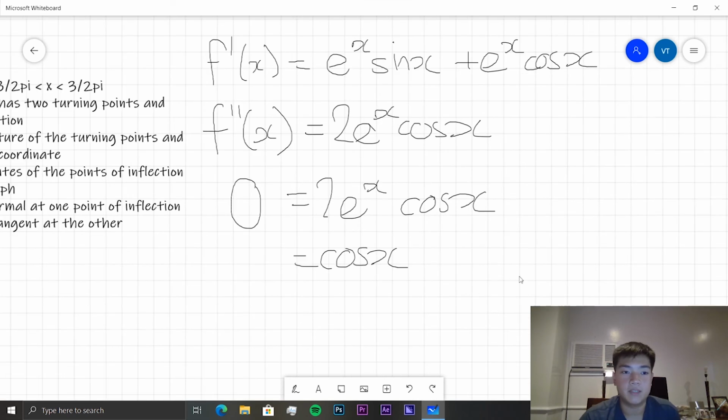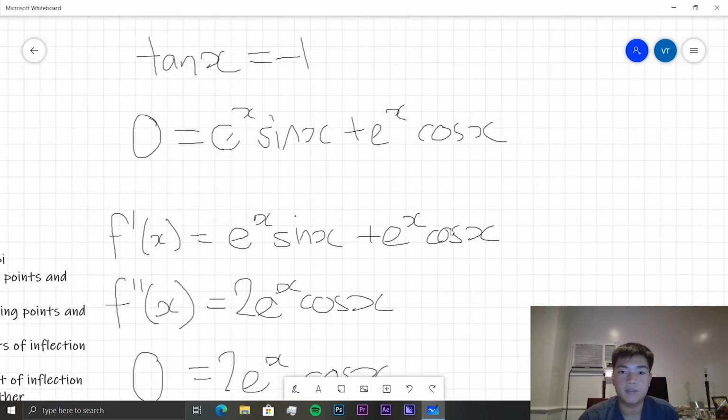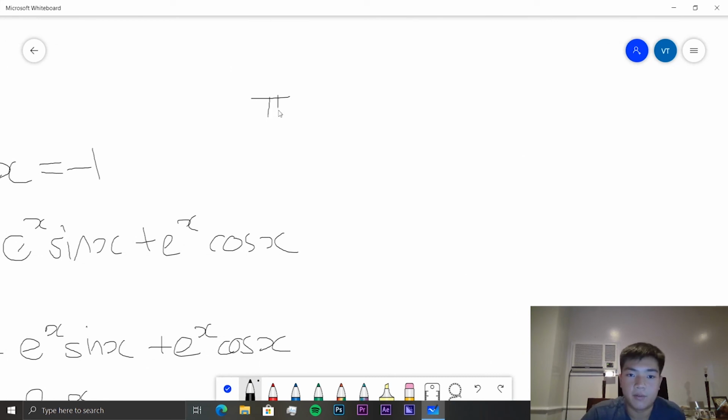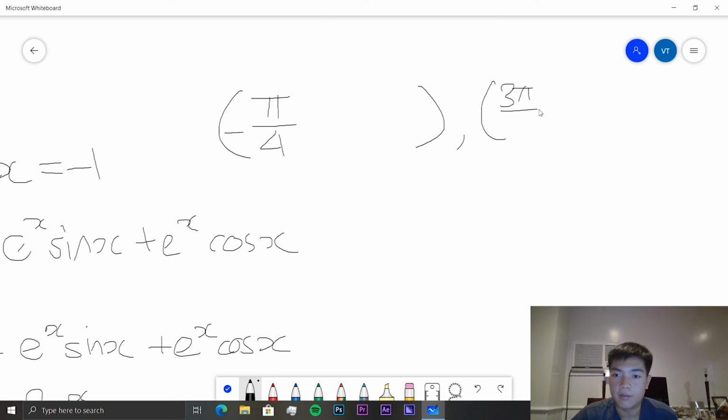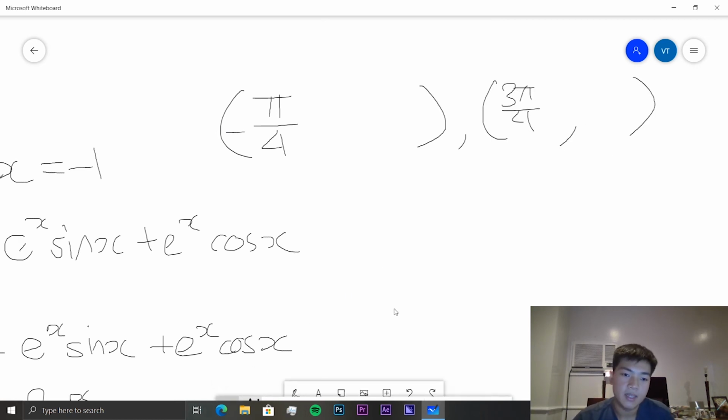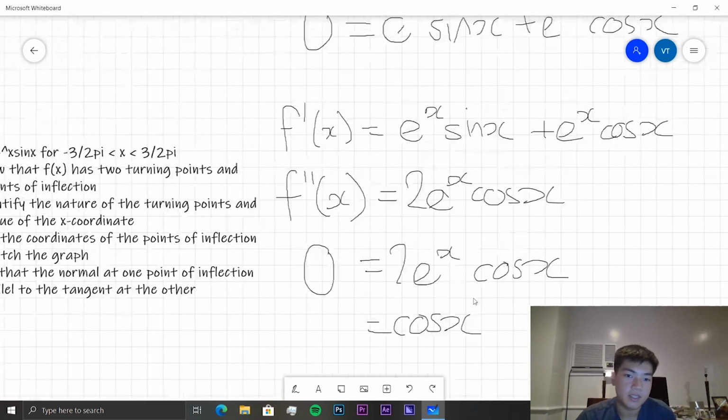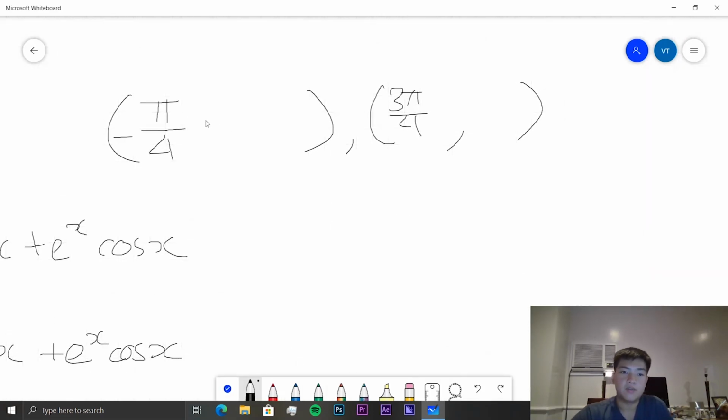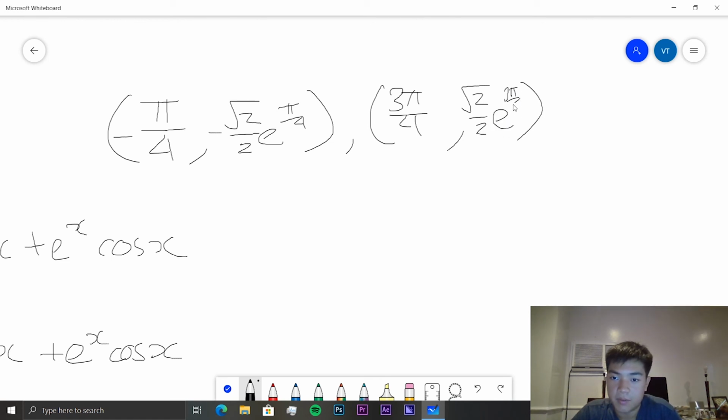So let's find the coordinates of the points of inflection. So we already have the x coordinates. So we have pi over 4 something, negative pi over 4 something, and then 3 pi over 4 something. So if we put them into the original equation, which is e to the x sine x, this will be equal to sine negative pi over 4, so that's negative root 2 over 2, e to the pi over 4. And then this would be actually positive. This would be 2 over root 2, e to the 3 pi over 4.